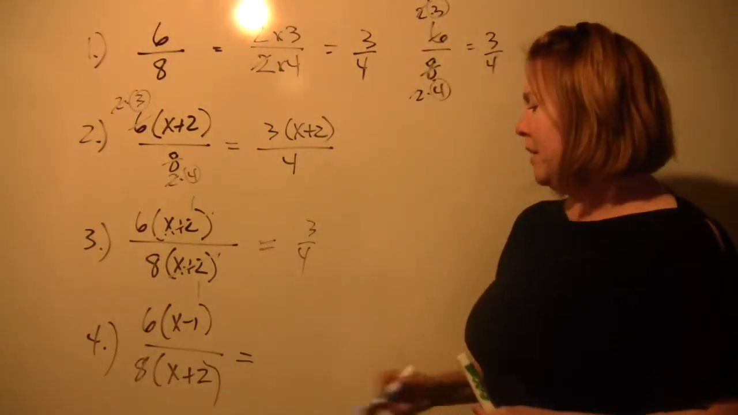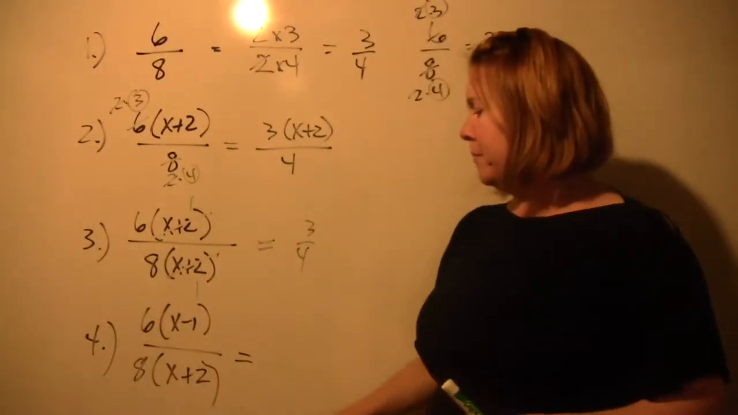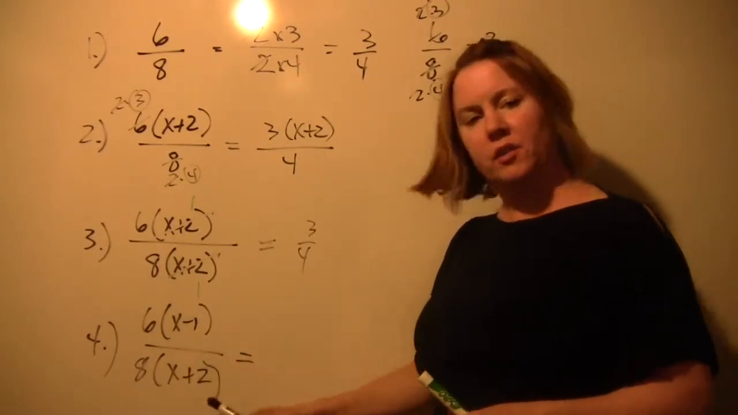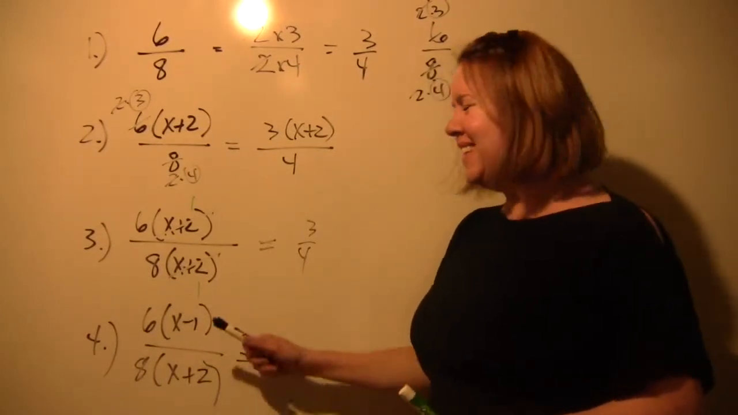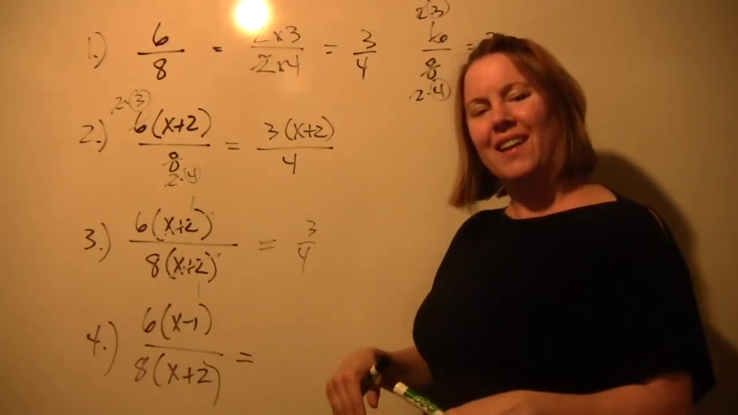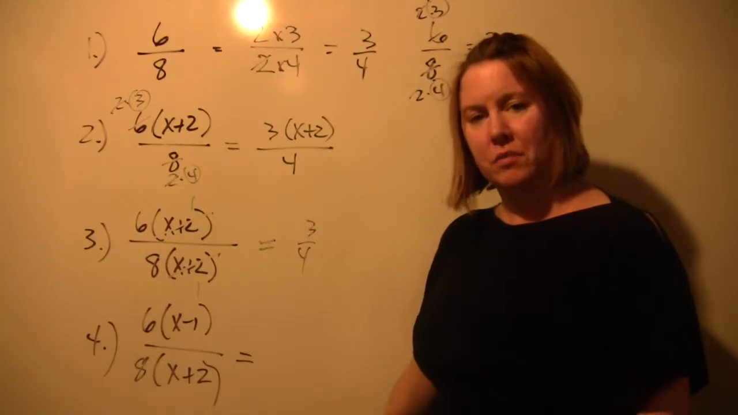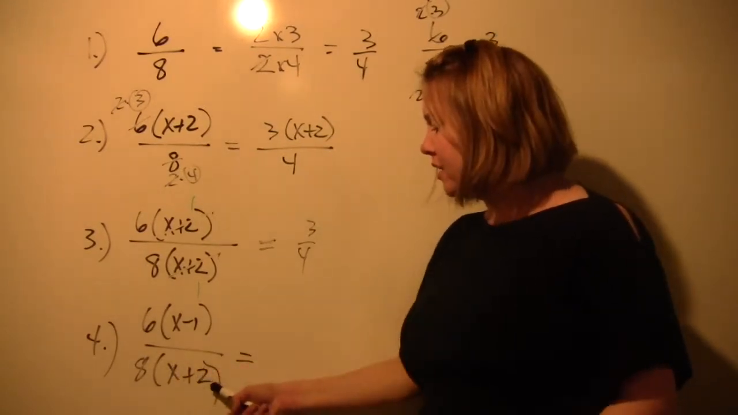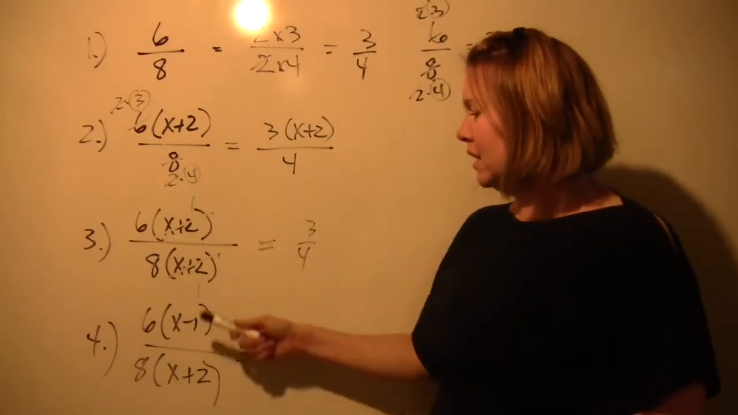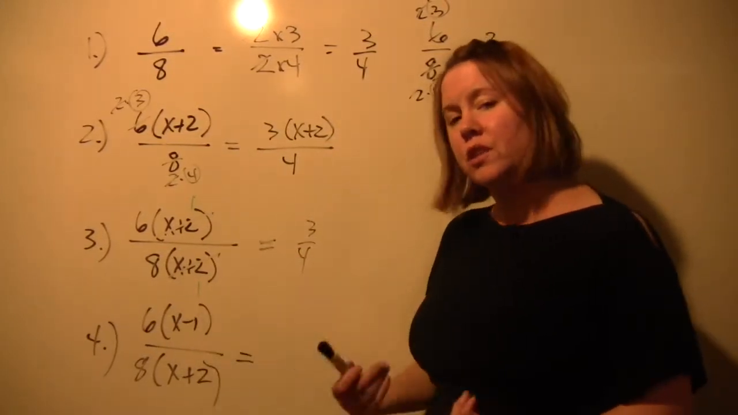This one, I just wanted to show you that even though this is an x minus 1 and an x plus 2, they both have an x. The only thing x minus 1 can cancel out with is another x minus 1. The only thing an x plus 2 can cancel out with is another x plus 2, like this. So these will not reduce at all.